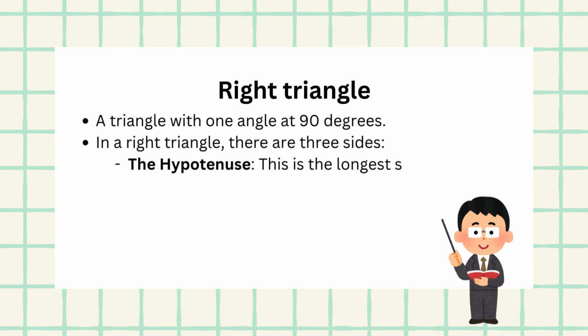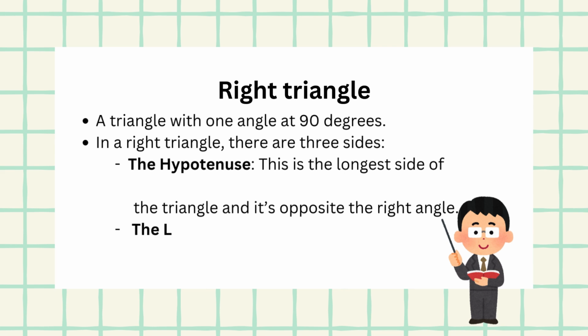In a right triangle, there are three sides. The first is the hypotenuse. This is the longest side of the triangle, and it's opposite the right angle. The others are called the legs. These are the other two sides that form the right angle.